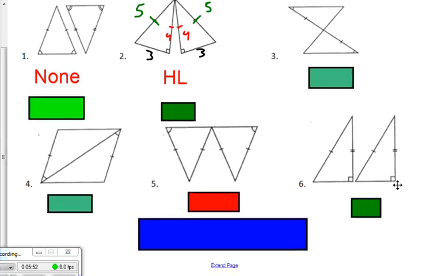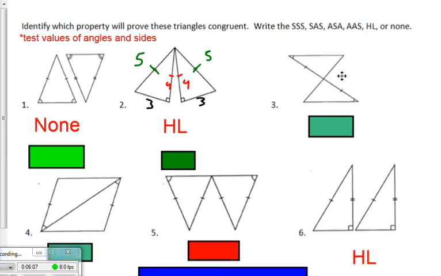Let's skip ahead to 6. 6 is pretty much the exact same as 2. So we'll just go quickly through that one. Again, right angle, hypotenuse congruent to hypotenuse, leg congruent to leg. So we call that the hypotenuse-leg.